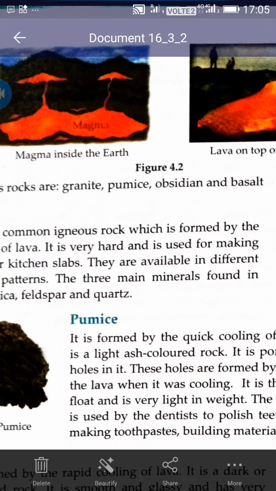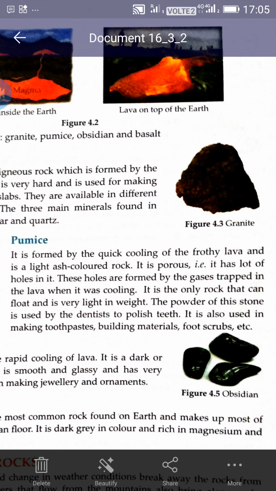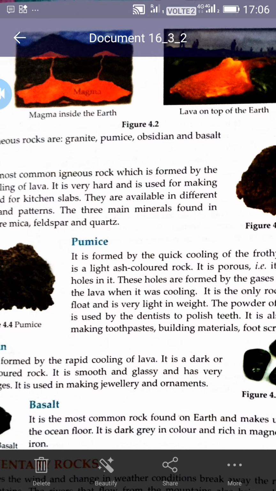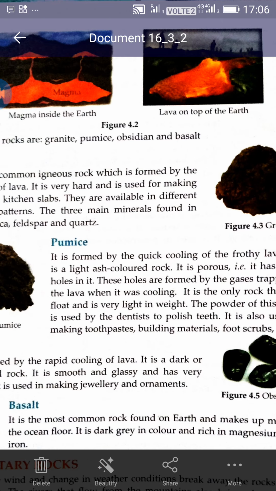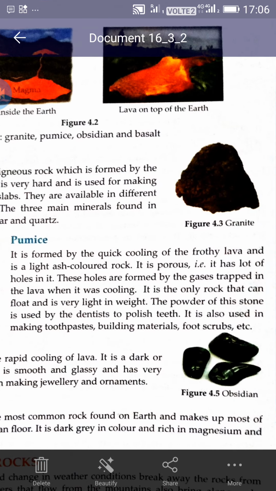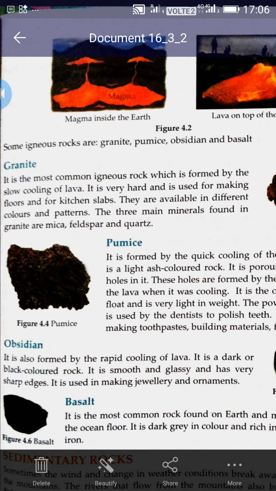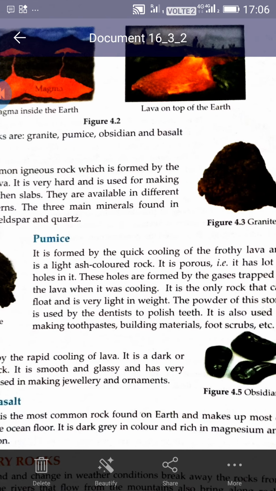Now the second one is pumice. It is formed by the cooling of frothy lava and is a light ash-colored rock, so it looks like ash in color. It is formed by the quick cooling of frothy lava. Granite is formed by the slow cooling of lava, but when the lava cools down quickly, it forms pumice rock.